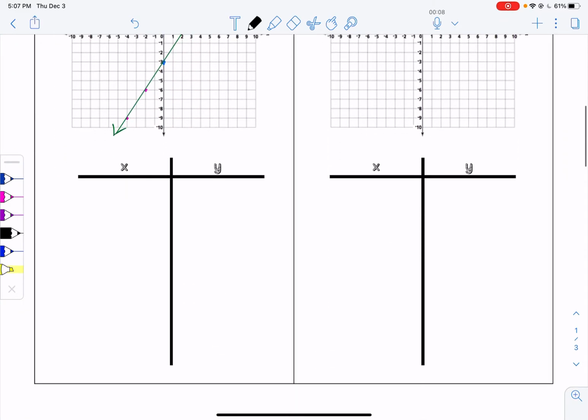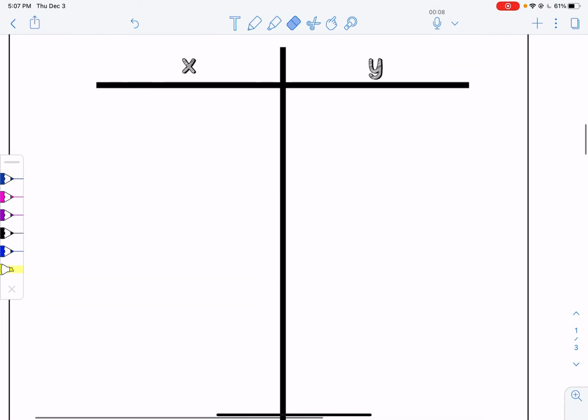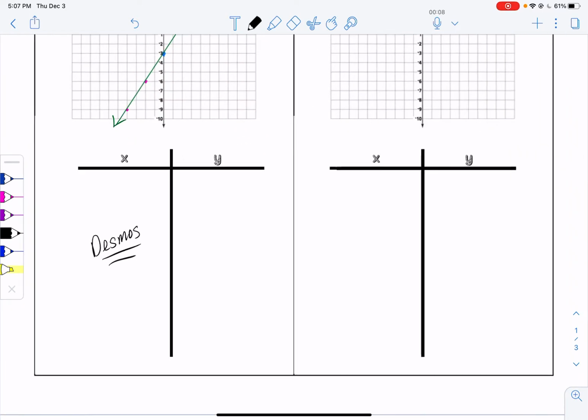Before we do that, if you notice, I have a table of values. You don't need to do a table of values. If you want, you can just do the slope-intercept method, which is what we just did. If you want to do the table of values approach, you would fill out this table of values by using Desmos. And if you have any questions, I can go over that in a small group or during an extra help session.